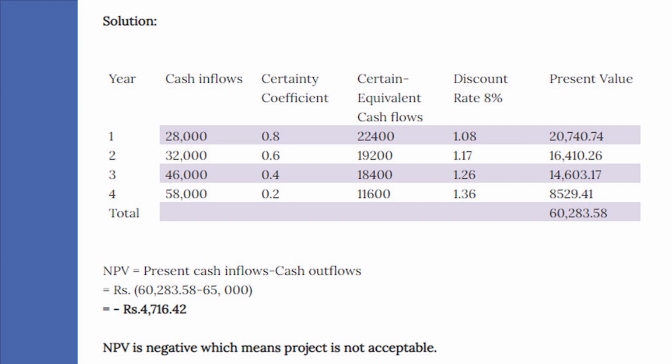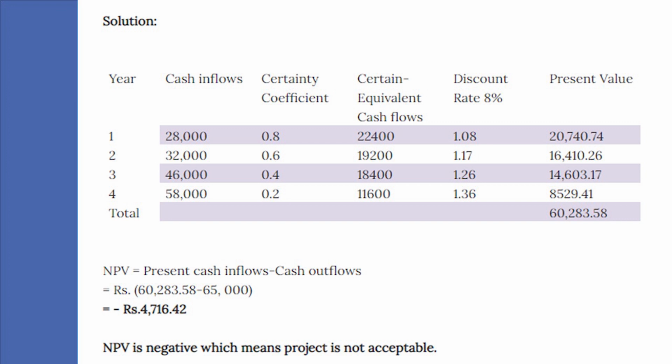That means after 4 years, what is the value of every cash flow that you invested every year? The answer would be 20,740, 16,410, 14,603, 8,529, and the total of this present value is 60,283. Now if you notice in the question, there was an initial investment that was also mentioned. So to find out the net present value, it is the total of this present value minus the initial investment. Now when you subtract both these values, the answer for this question is minus rupees 4,716, which is a negative value.